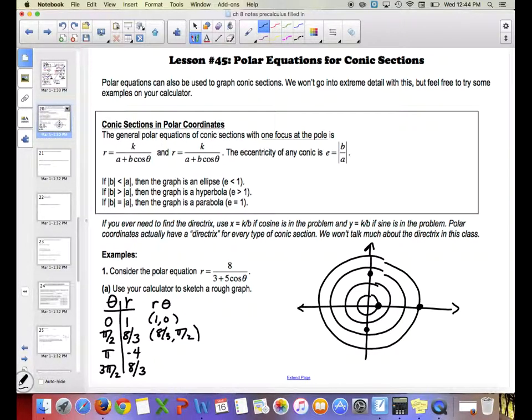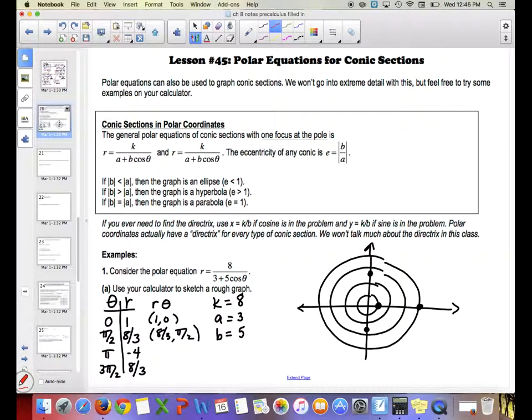Okay, so we want to know what shape we have, and it's always kind of strange. We want to identify 3 different things: K, A, and B. K is always the number on the top. So what's K in this case? 8, exactly. What's A? 3, and B is 5.